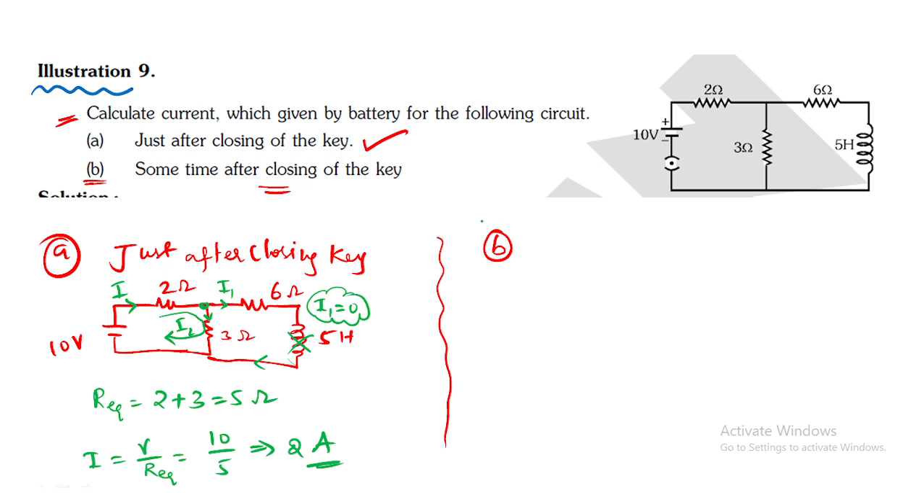Then the second situation, sometime after closing a key. Sometime after closing a key, now what happens here? You can actually raise the current. Okay, you can actually raise the current, but what happens here? This inductor is no longer useful after that. Yes or no? It will allow full current, but initially it will stop the current. After that, what happens here? It will allow the full current.